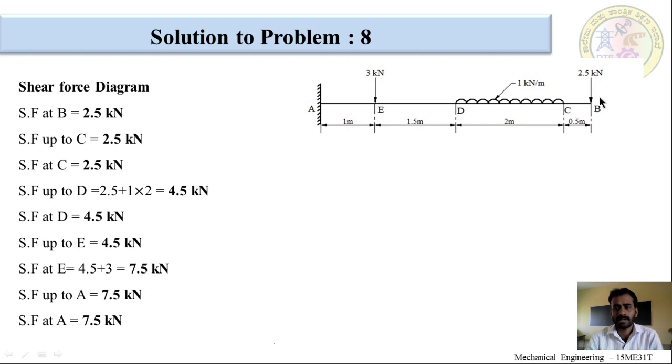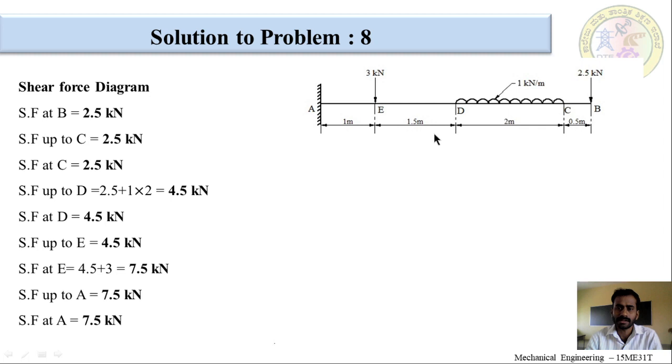So, shear force at B is the point load, that is 2.5 kilonewton, and it is taken positive according to the sign convention for the shear force. So, it is 2.5 kilonewton. Now, shear force from B to C, up to C it is again 2.5, because there is no load. So, up to C is also 2.5.